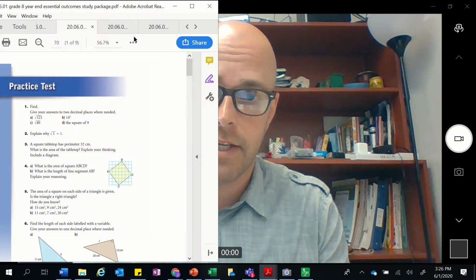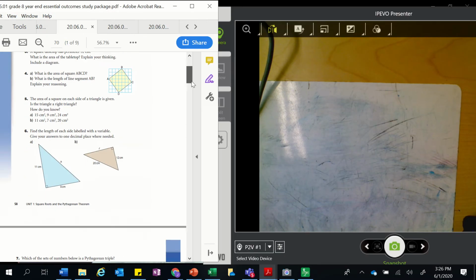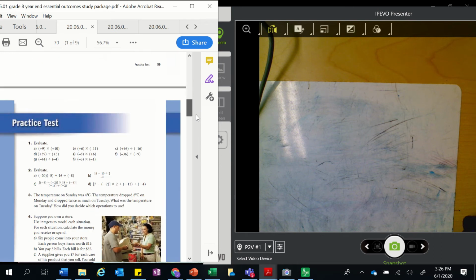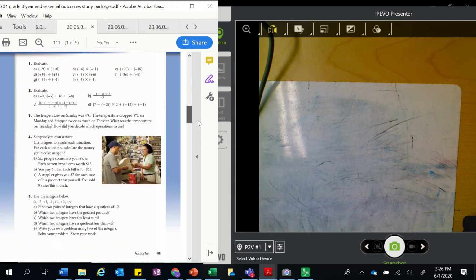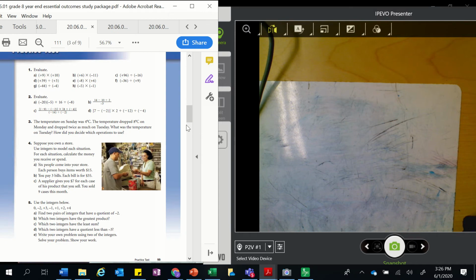So today we're going to cover one of them. You just talked about Pythagorean's theorem. So today we're actually going to go to the second page. Let's take a look. We're actually going past your first practice test and on to the second one. We're going to talk about multiplying and dividing integers.